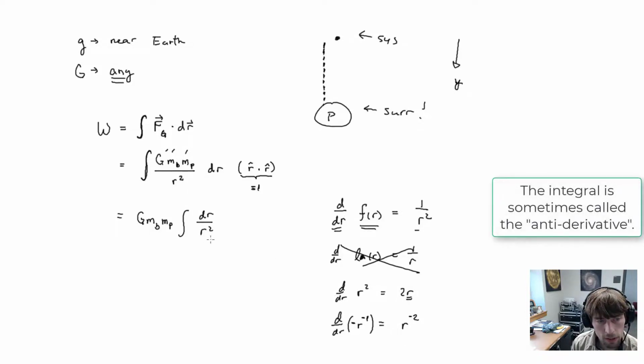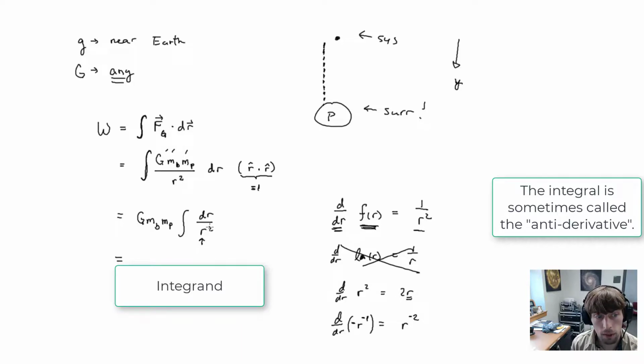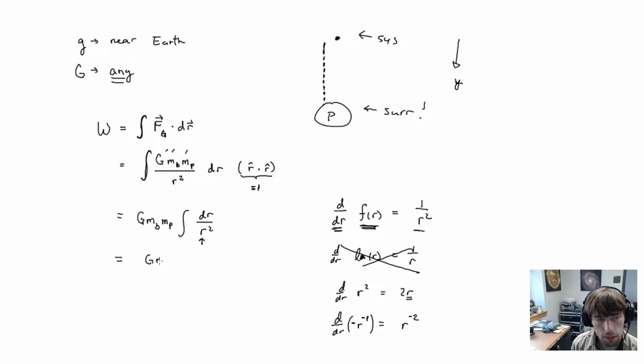So evidently, when I do this, and remember, that's what the integral does, it's trying to find the function that, when you take a derivative, equals whatever is in what we call the integrand. Okay, so right here, this 1 over r squared. So we find G m_ball m_p divided by r. Put the negative sign in there. That is the work done by the planet, the surroundings, to move the ball as the ball falls.